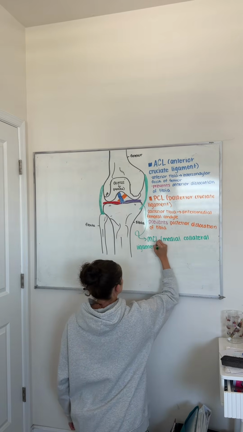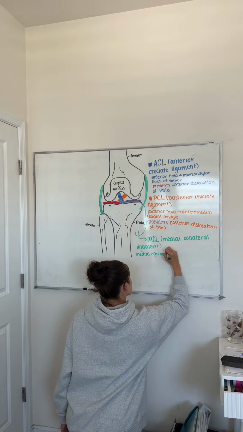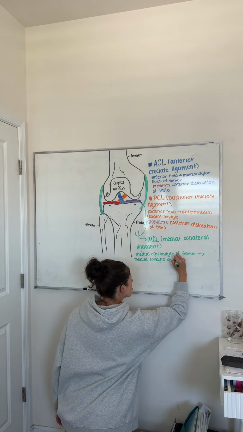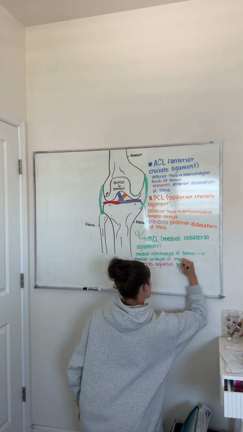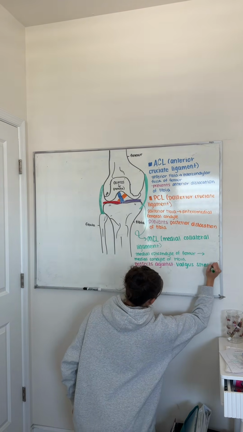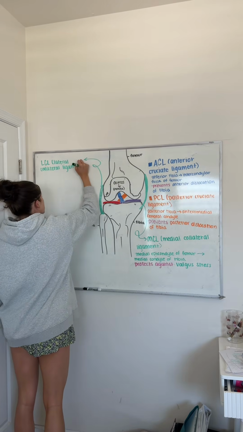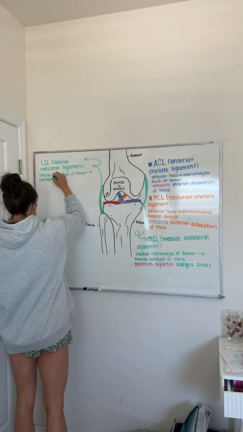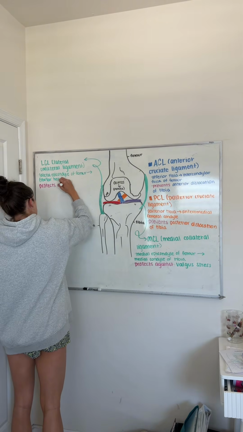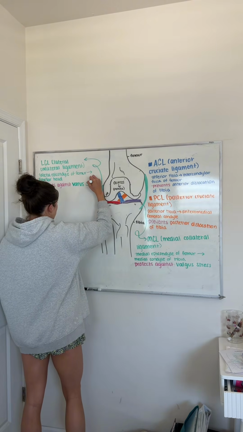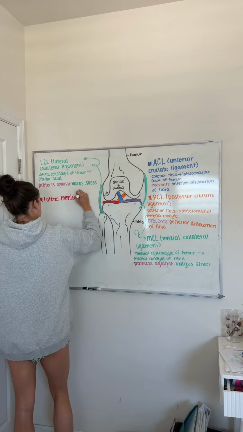Next, we'll look at the MCL, or the medial collateral ligament. This ligament goes from the medial epicondyle of the femur to the medial condyle of the tibia, and it protects against valgus stress. Valgus stress is basically a force that is coming in laterally. Its partner, as I like to call it, is the LCL, or lateral collateral ligament. This goes from the lateral epicondyle of the femur to the fibular head, and this ligament protects against varus stress, which is basically forces coming medially, so opposite of valgus stress.